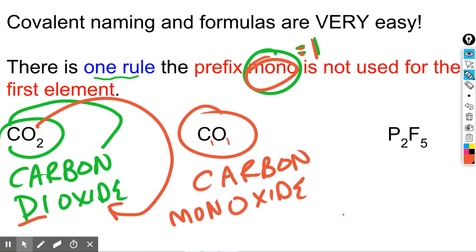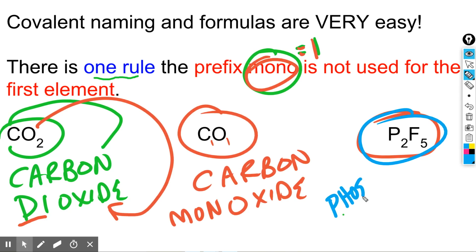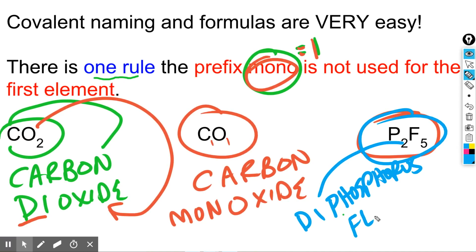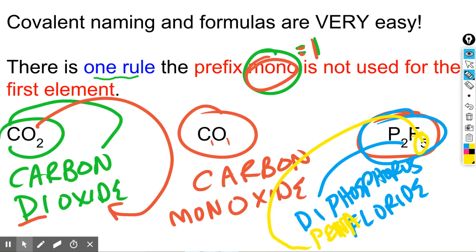And I'm going to go over those prefixes with you in a minute just to give you a feel for what we're doing. Let's try this one. Diphosphorus. This is phosphorus, and the prefix di goes in front of it, meaning 2. And the second element is fluorine. We change it to fluoride. And then we put the prefix penta in front of it, because penta represents the number 5.